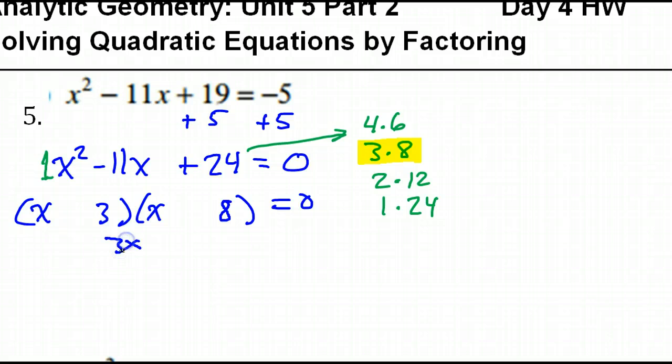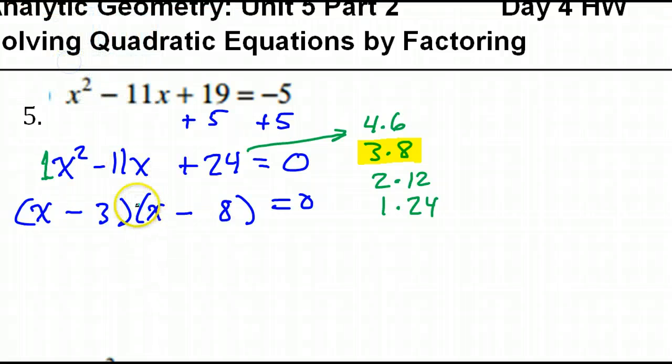Inner, I've got 3x. Outer, I've got 8x. I need that to make negative 11. It'll make negative 11 only if both of these are negative. So negative and negative. Now, does that give me positive 24? Yes, a negative times a negative is positive. Okay, so we have correctly factored it.